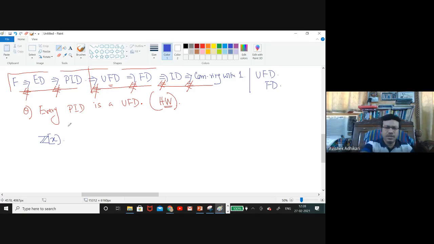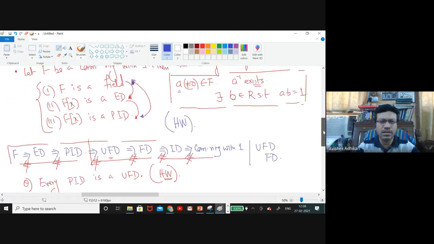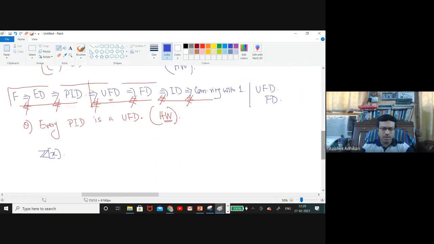Just now we have seen in this result that if F is a field, then all the things are equivalent. So if F is a field, then F[x] is a Euclidean domain and F[x] is a PID. It's a very important result. Many questions could be solved by using just this simple result. If I consider Z[x], since Z is not a field, Z[x] can never be a PID. But Z[x] is a unique factorization domain.